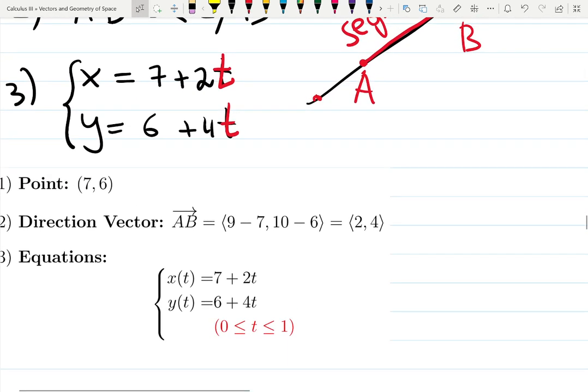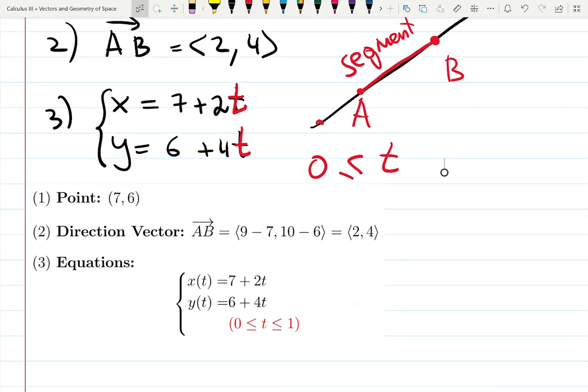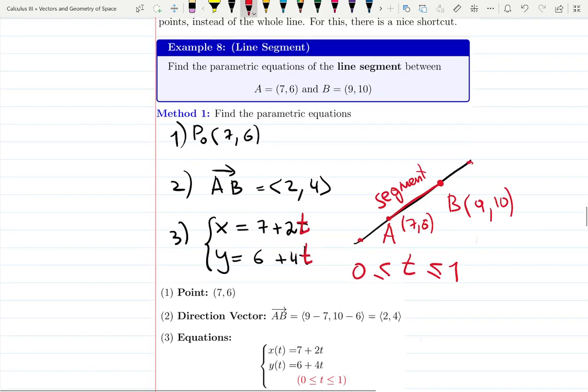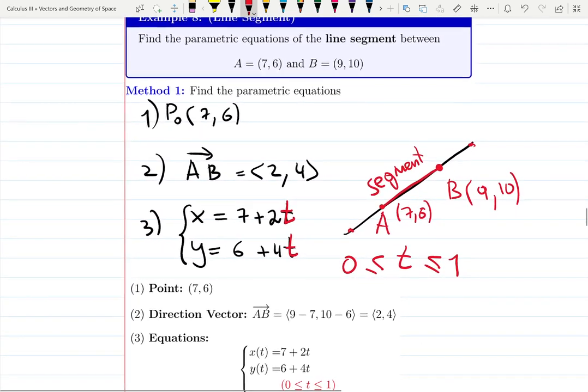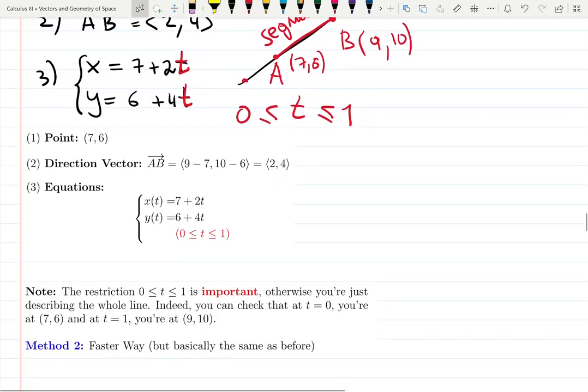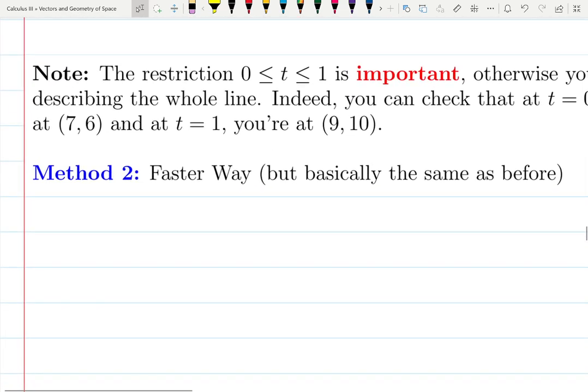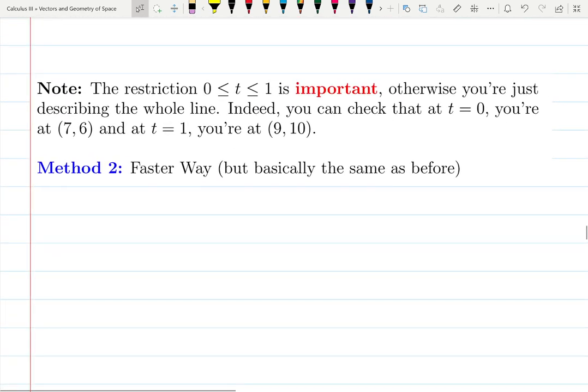T should start from 0. Let's check. When t is 0, then we're starting at 7 and 6. That's where I started walking. And then I should tell the equation, please stop at 1. Because when t is 1, I will be at the point 9 and 10. And it's exactly what they gave us. 2 points, 7, 6, 9, and 10. Make sense? Yeah. That's a very important idea, I have to tell you. It's extremely important to learn to do this. This restriction is so important, or else we're describing the whole thing.